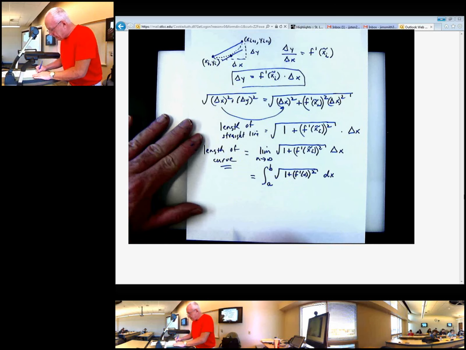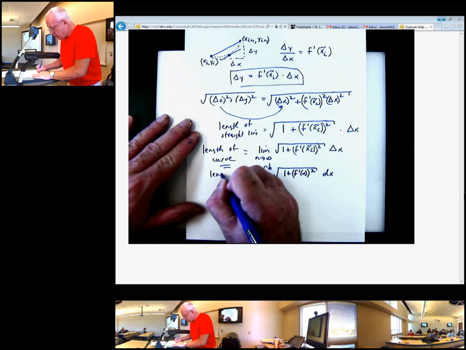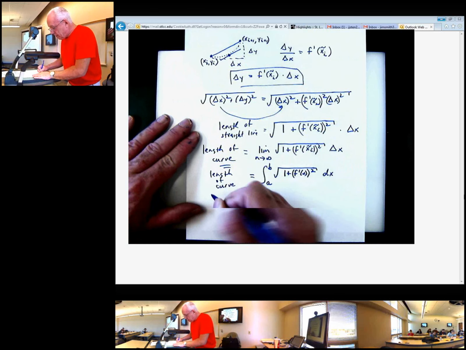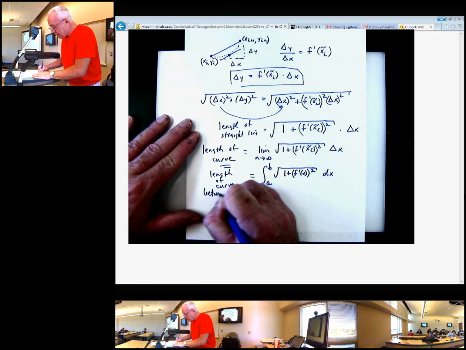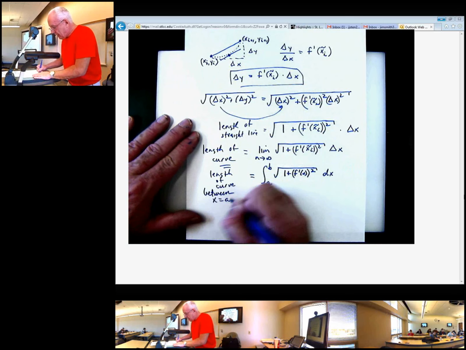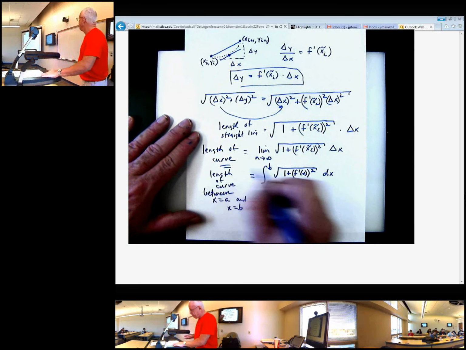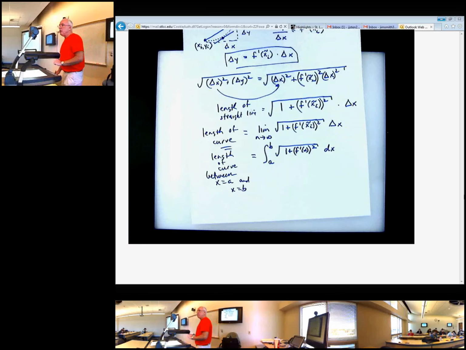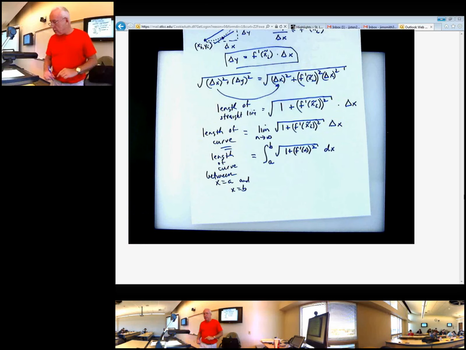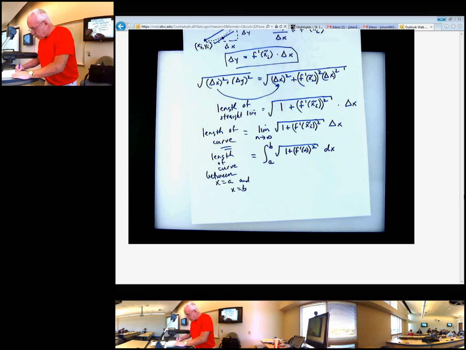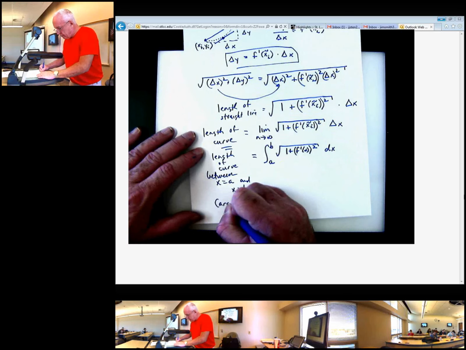And this is the length of the curve between x equal a and x equal b, right here. Okay, so this is our length, or arc length. We could also then call this arc length.